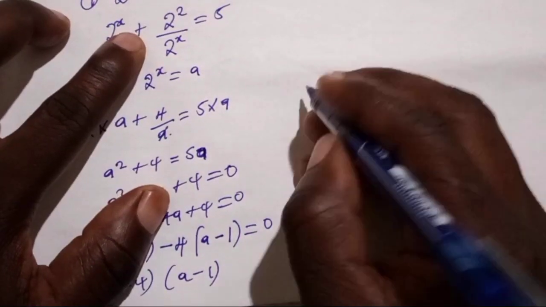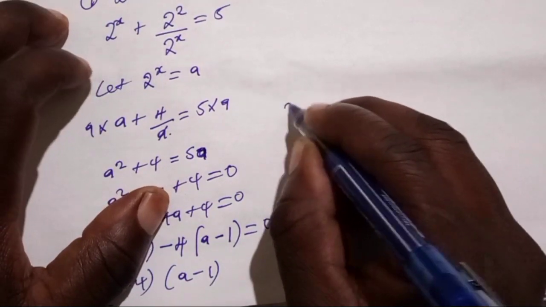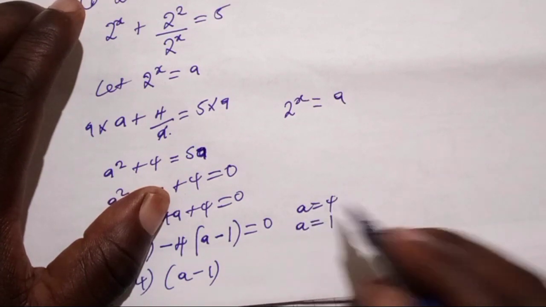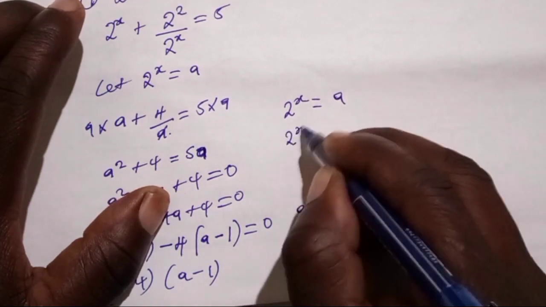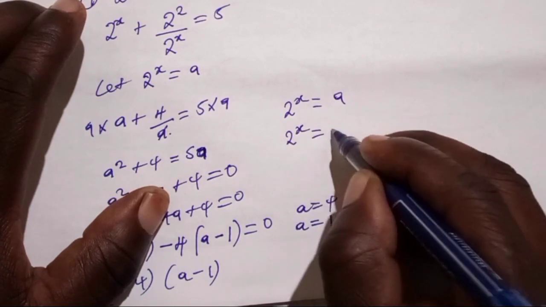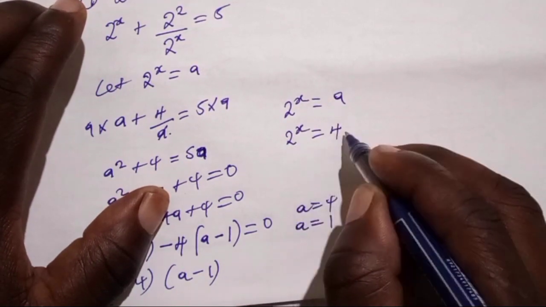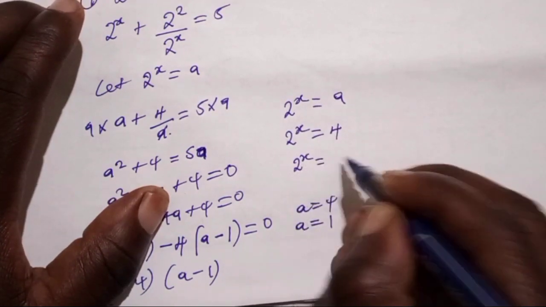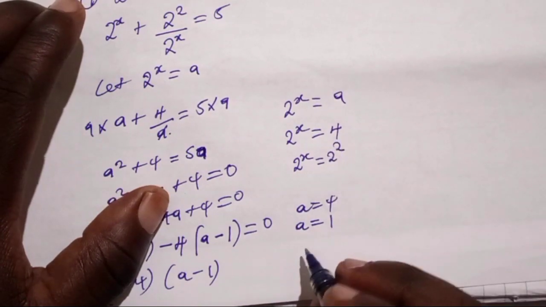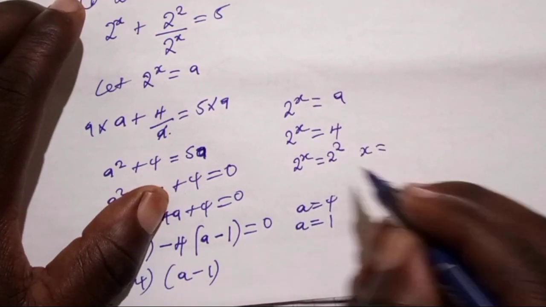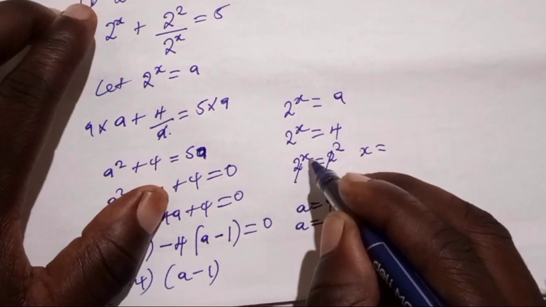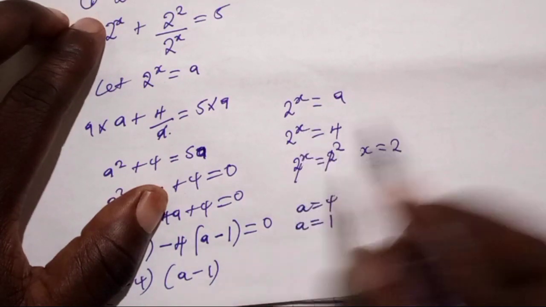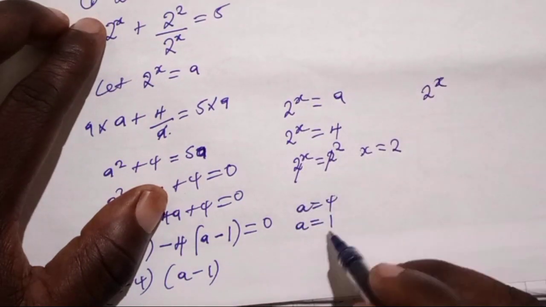So remember that we said 2 to the power x is equal to a. So we have to take this a and put 4. First with 4, it will be 2 to the power x equals 4. We have to make sure that the bases become the same, in which it will be 2 to the power x equals 2 to the power 2. The bases are the same, so we only compare the powers. So x equals 2.